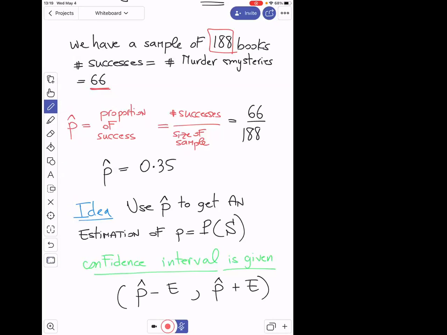So the difference between this section and sections 8.1, 8.2 is that instead of x bar, the sample mean, we have this p hat, which is the proportion of successes in your sample. All right. Now, of course, the question is, how do we compute this e?